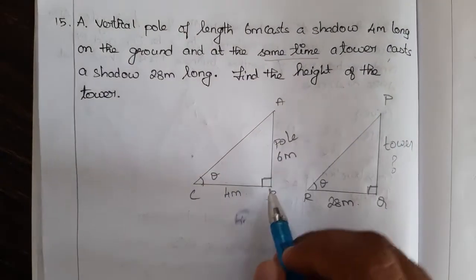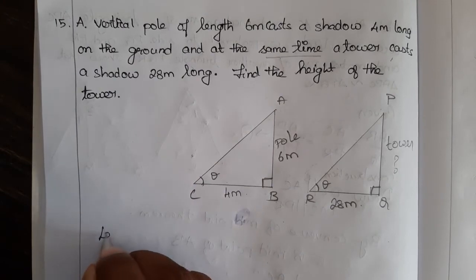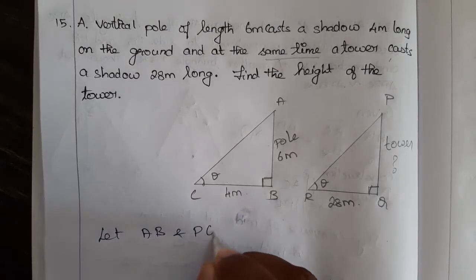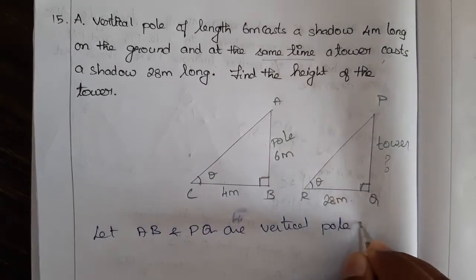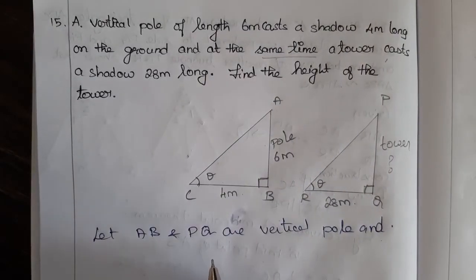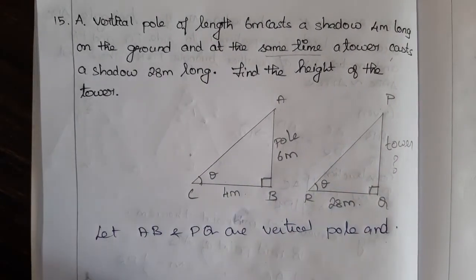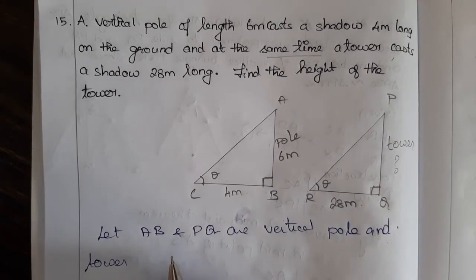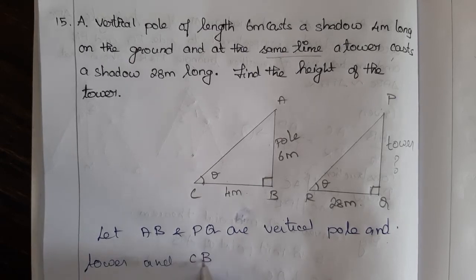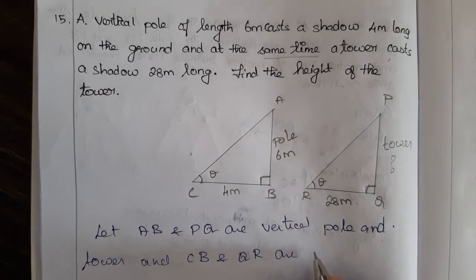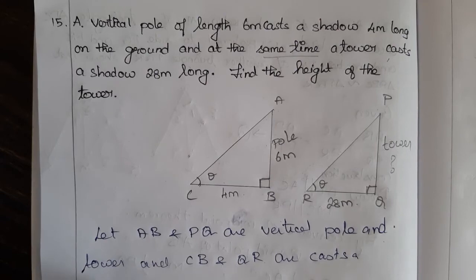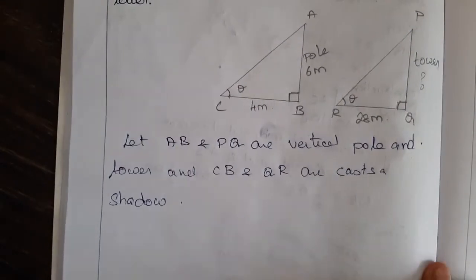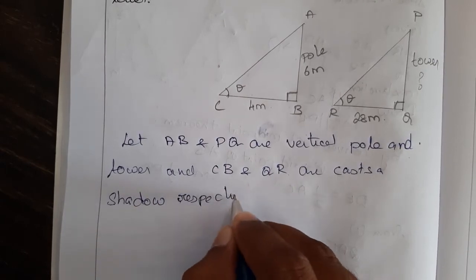Before that we have to define what is ABC and what is PQR. So let AB and PQ be the vertical pole and tower, and CB and QR be the shadows they cast respectively, right?